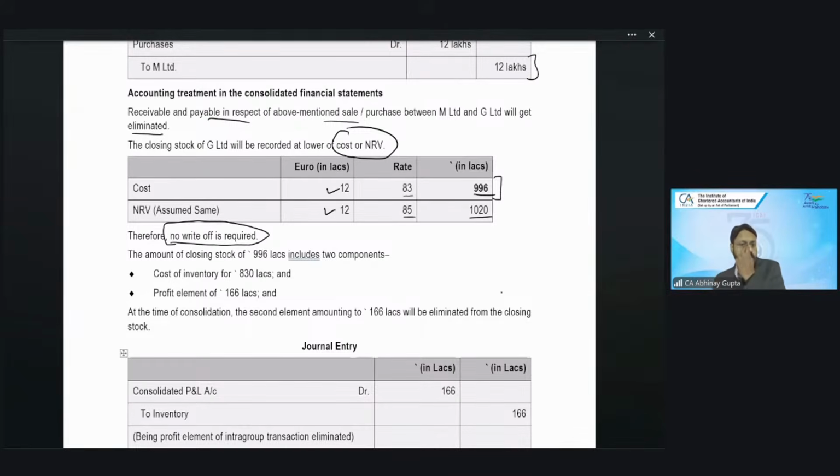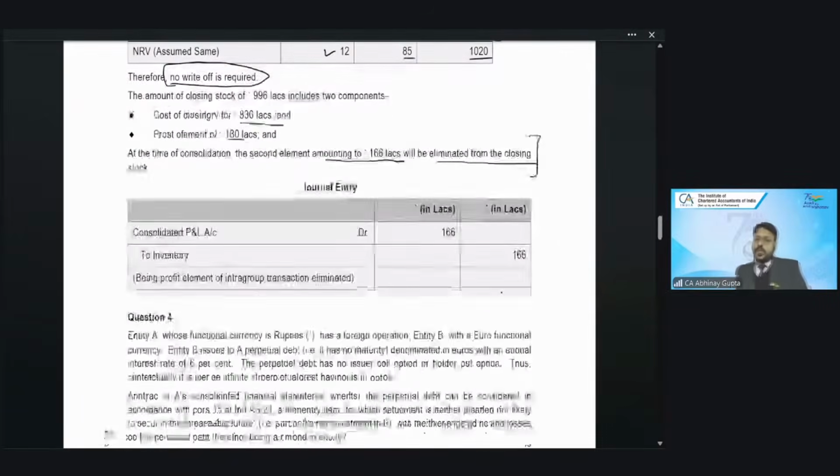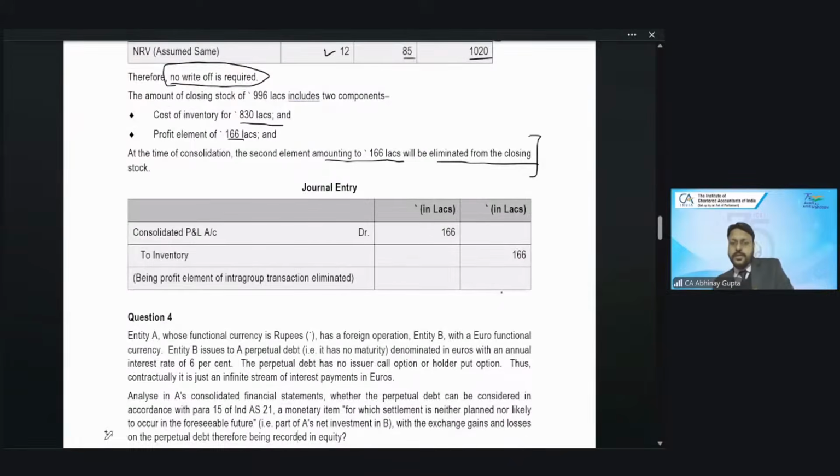The amount of the closing stock of 996 lakh includes two components: cost of the inventory 830 lakhs and the profit element 166 lakhs, right? Now at the time of the consolidation, the second element amounting to rupees 166 lakhs will also be eliminated from the closing stock, correct? That is the normal elimination we do while preparing the consolidation. There is nothing as per Ind AS 21 requirement on this, correct? Now, what would be the entry for this elimination? Consolidated P&L account debit 166 lakhs to inventory 166 lakhs, being the profit element of the intra-group transaction eliminated. Clear?